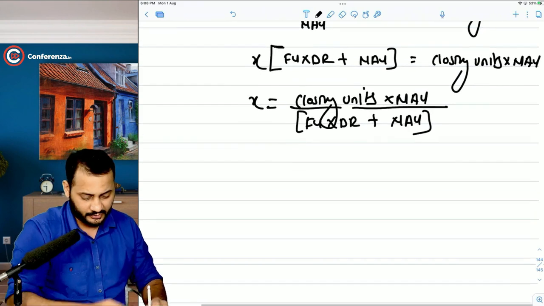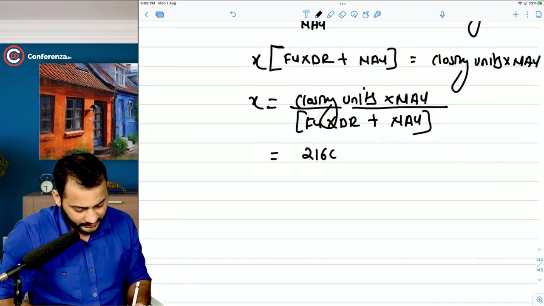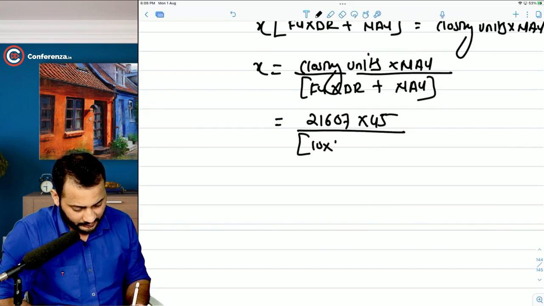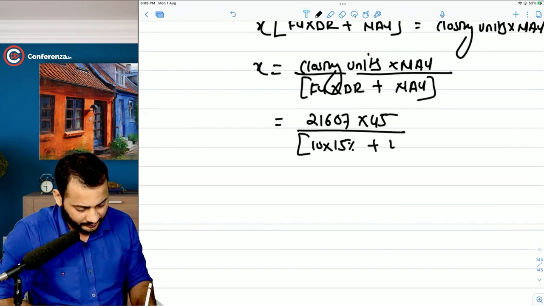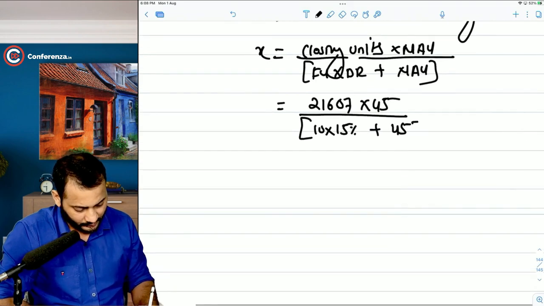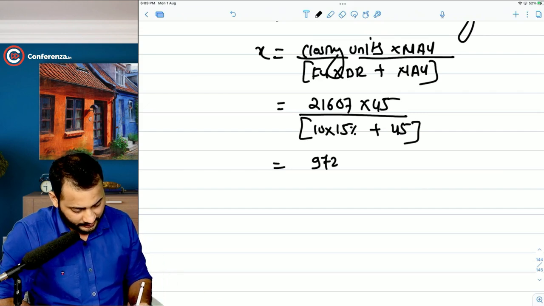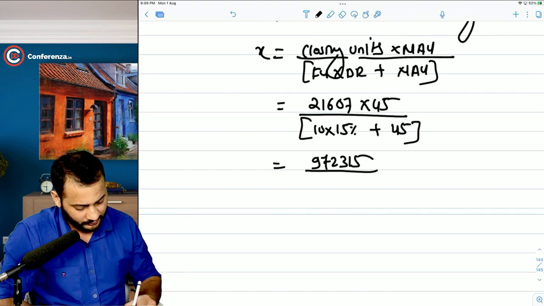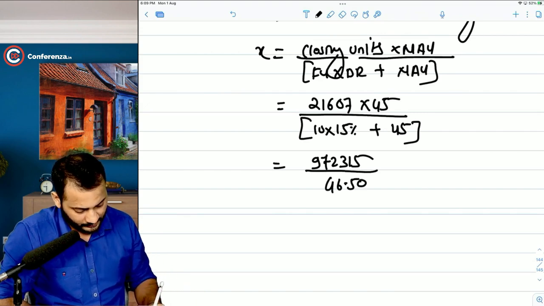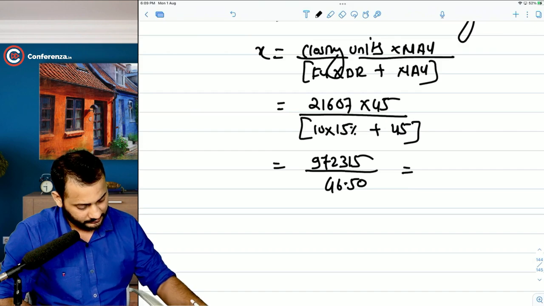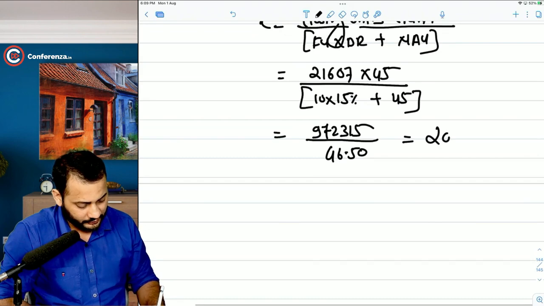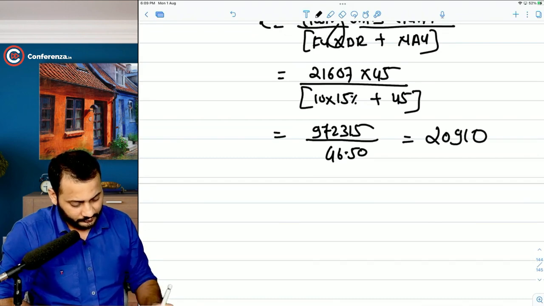That's it, simply. So how much is the closing units? 21607. The NAV is 45. Face value is 10, dividend rate is 15%, and NAV is 45 again. So if you start solving this equation, 21607 into 45 goes to 972315 divided by 46.5, and you will get the number of units at the beginning, which is 2910. This is X.